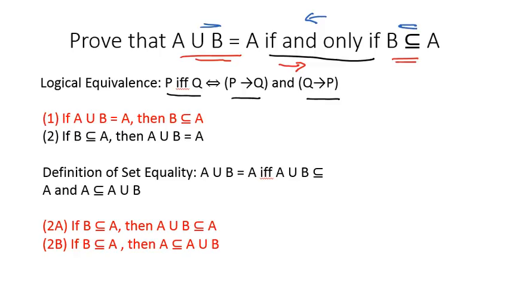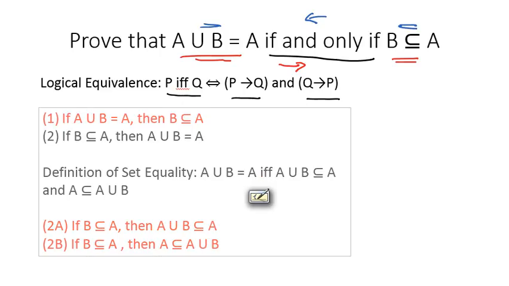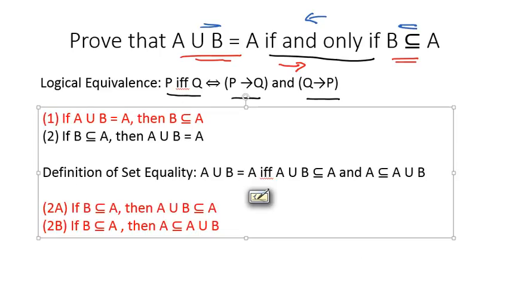The second part of that, if B is a subset of A, then A union B equals A, has another tricky part, and that is we've got to show that one set equals another. Well, here what I want to do is use the set equality definition. Let me extend this just a little bit so it becomes a little better.